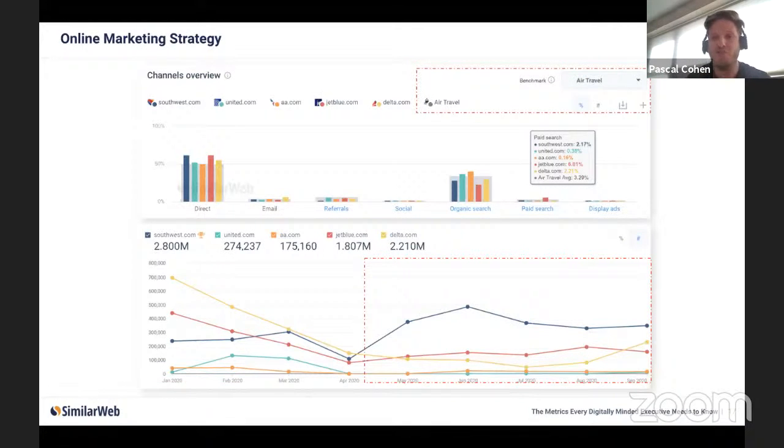First of all, you need to contextualize your channel strategy with your core competitors. And you can see here, I used the airline sector. I put here Southwest, United, AA, JetBlue, and Delta. So I compare them next to each other. Each domain has its own color. But what I also did on purpose, and that's why I framed it in red, is compare and contextualize it against the industry as well.